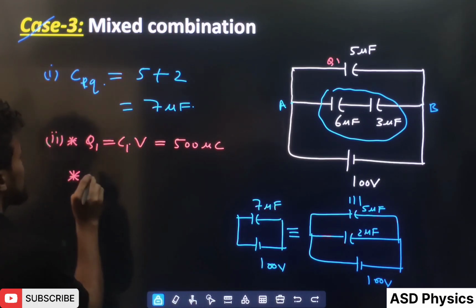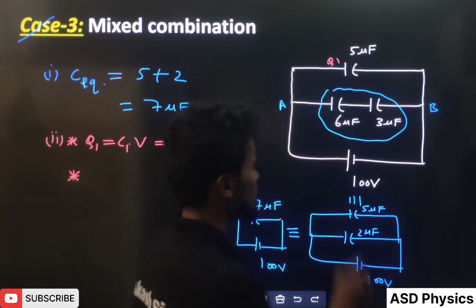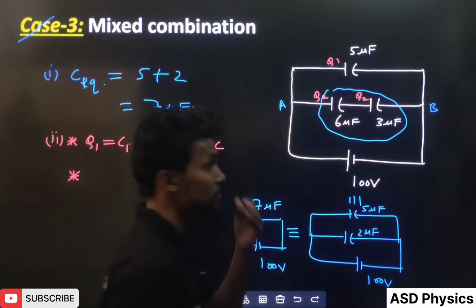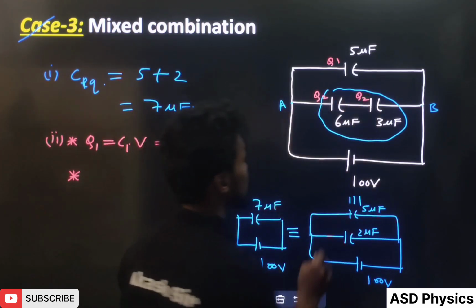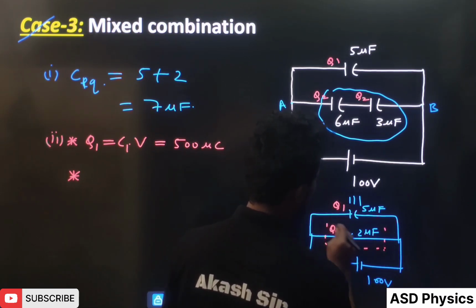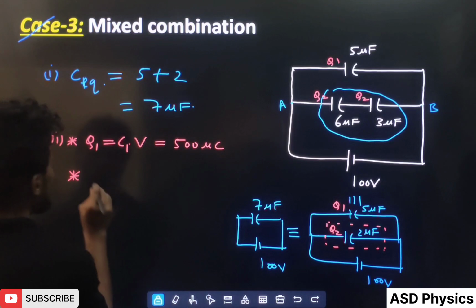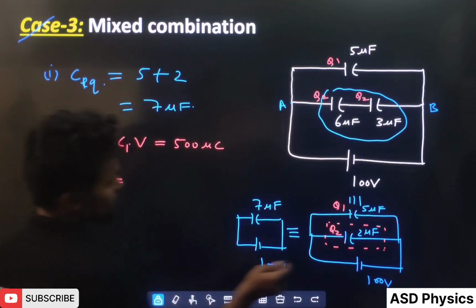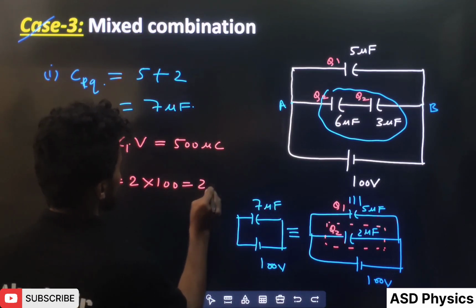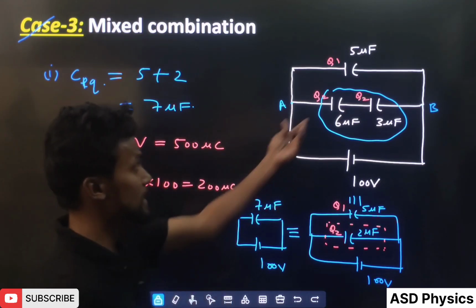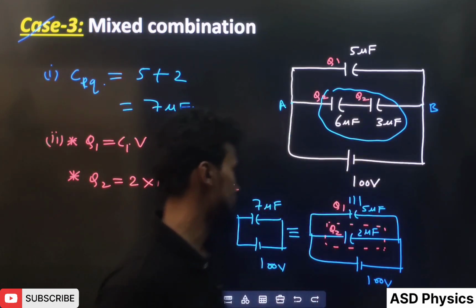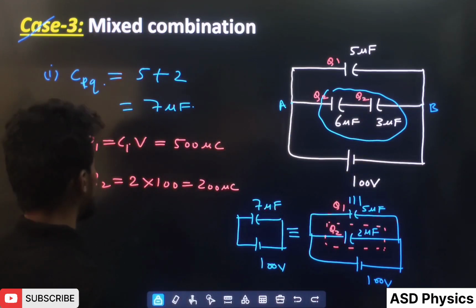But remember that if we are calculating charge on this, they are connected in series. That means if here charge is Q2, here also the charge will be Q2. To get this charge, we have to calculate the charge on the equivalent. Series means always the equivalent. So this Q2 is given by 2 into 100, which is 200 microcoulomb. That means this capacitor has 200 microcoulomb on the left side plate, and this side also 200 microcoulomb. So we have got the charges.